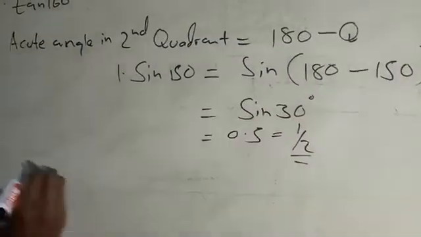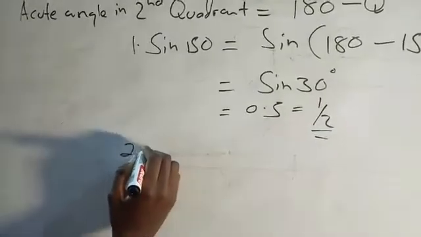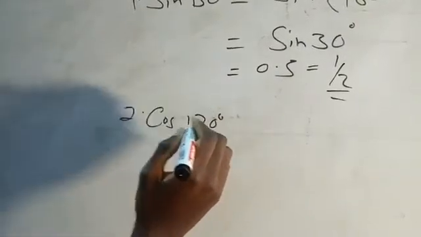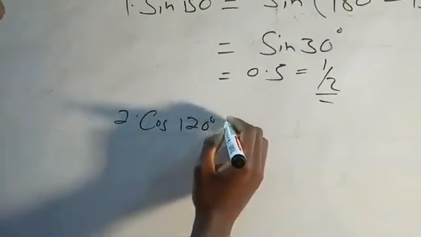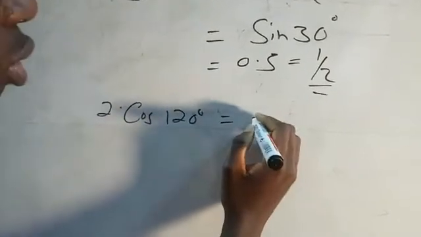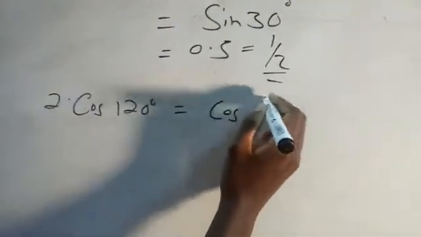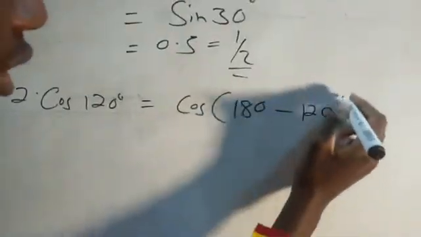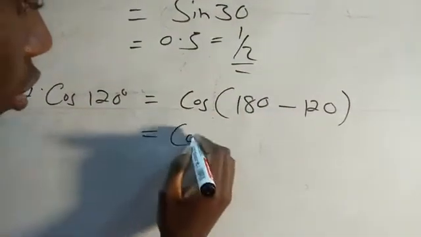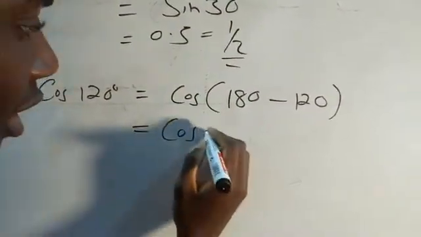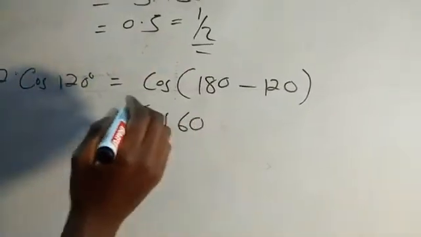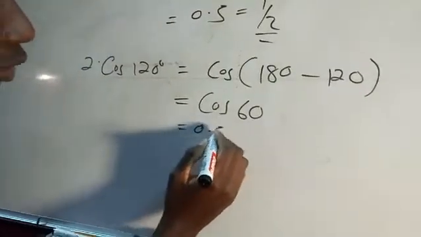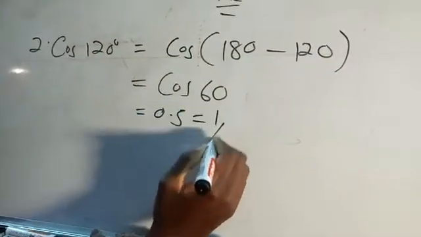Let's go to number 2, saying that cos 120 degrees will be equal to cos into brackets 180 minus 120 degrees, becoming cos 60, and cos 60 also is the same as 0.5, equal to a half.